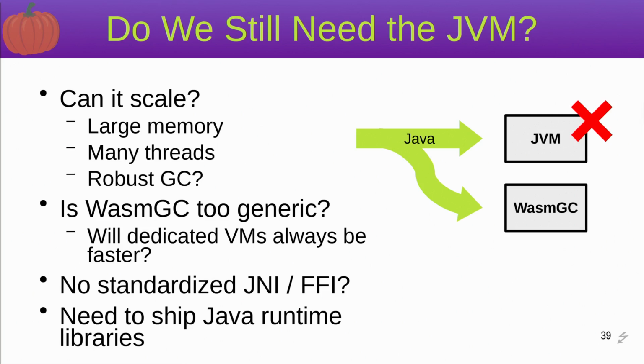If we can run Java in WebAssembly, do we still need the JVM? And I guess yes, because WASM-GC is designed for the browser, so it's not clear if it can scale the same way the JVM can. And of course, since the JVM is made purely for Java, it will probably always be faster. And you have to ship your runtime libraries with your WebAssembly code, so that it can load up your code as well, things like that.